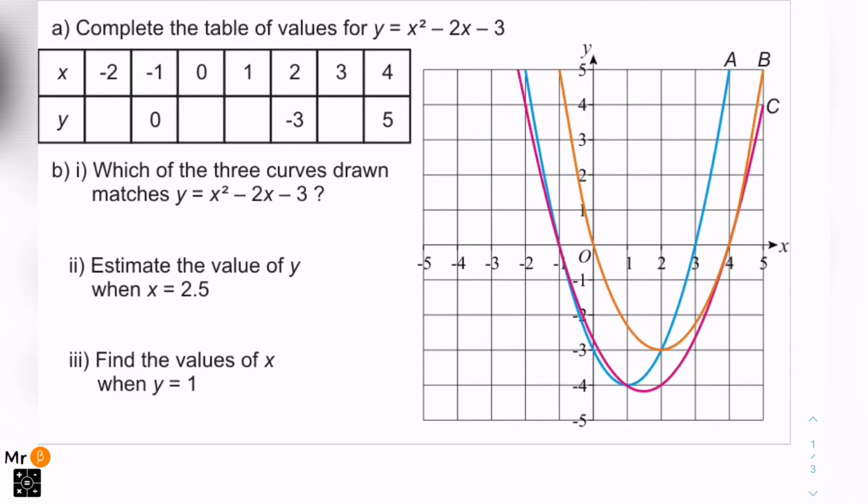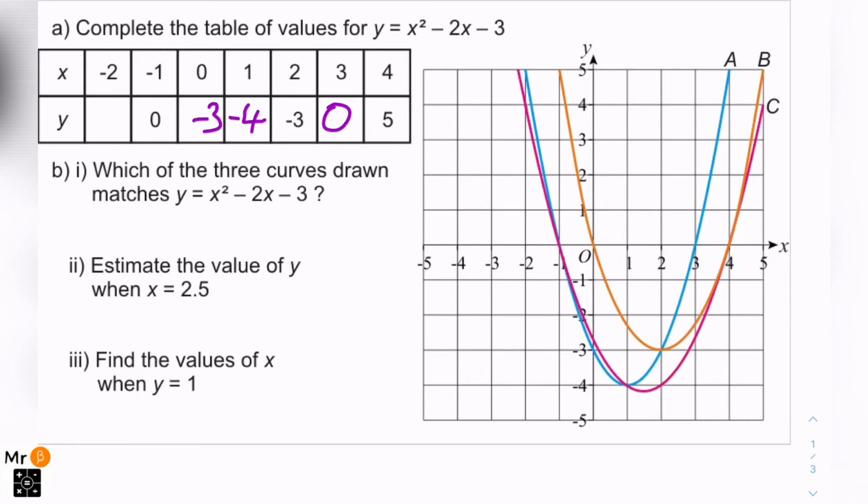So let's start with x is 0. We know it's going to be 0, subtract 2 times 0, subtract 3, which is negative 3. Then if we try x is 1, we've got 1 squared, which is 1. Take away 2 times 1, which is so far negative 1. Subtract 3, we get negative 4. Next one, 3 squared is 9. Subtract 2 times 3, that's 6. So 9 subtract 6 is positive 3. Subtract 3 gives me 0.